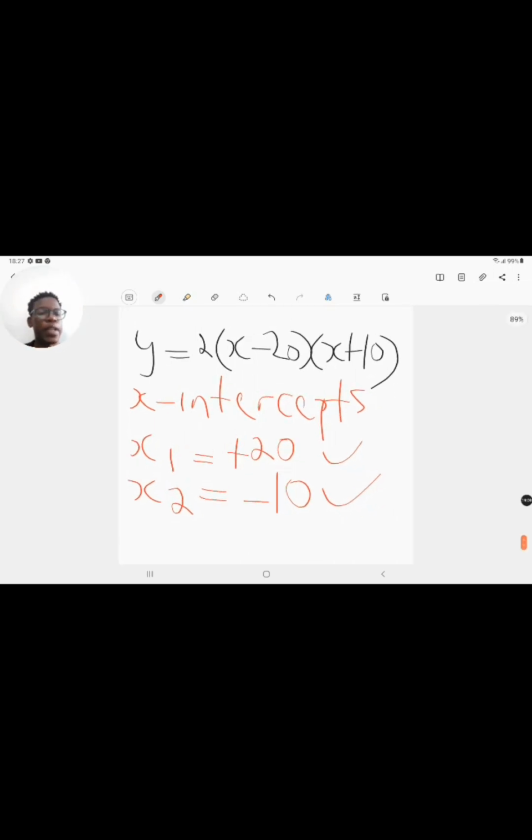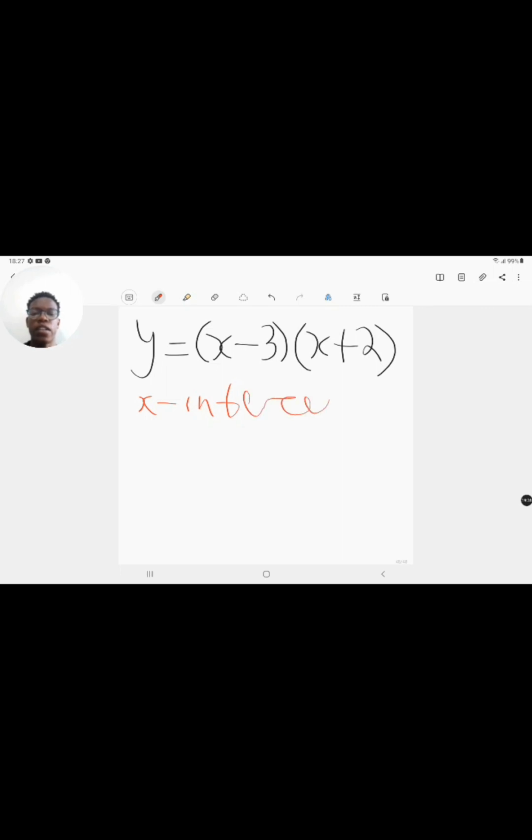And let's do another example. If you've got y is equal to (x minus 3)(x plus 2), you will be able to tell me immediately from visual inspection if I asked you to find the x-intercepts.